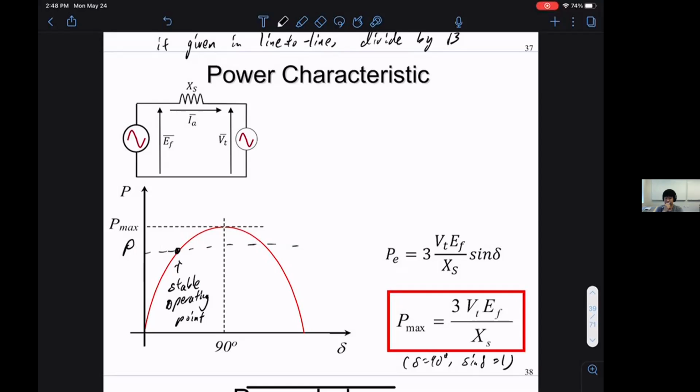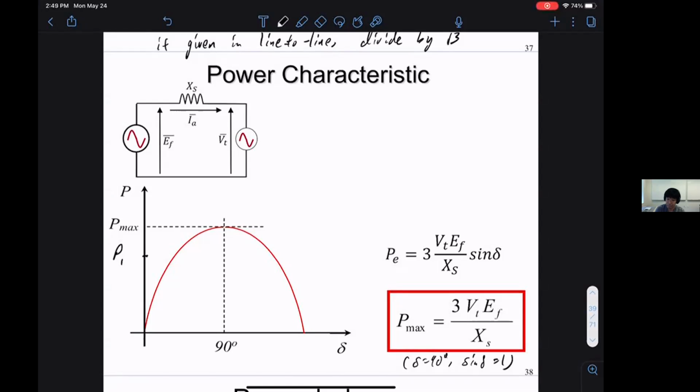What is this angle again? I'm sorry. Right. Let's say you have a demand on power. This is the maximum power I can deliver, and let's say the grid wants you to deliver P1. Say your maximum is 100 megawatts and now the grid wants 75. The way you deliver this power is you solve this equation, PE equals 3VT times EF over XS times sine delta. You solve it to figure out which angle you should operate at to deliver this power.